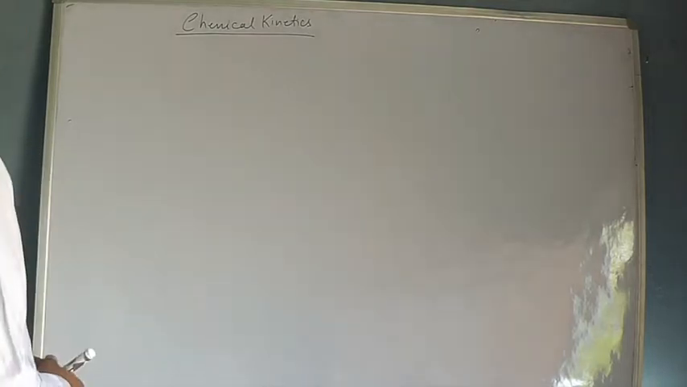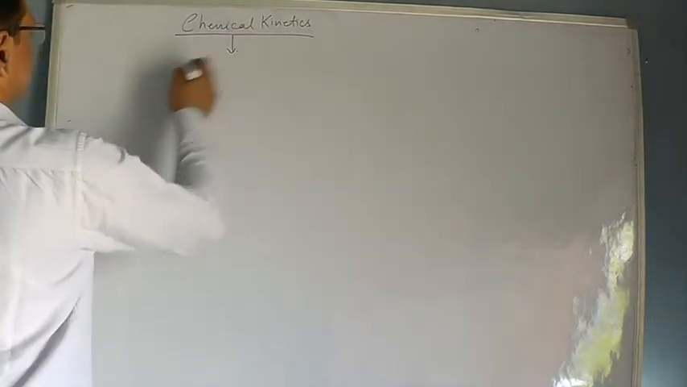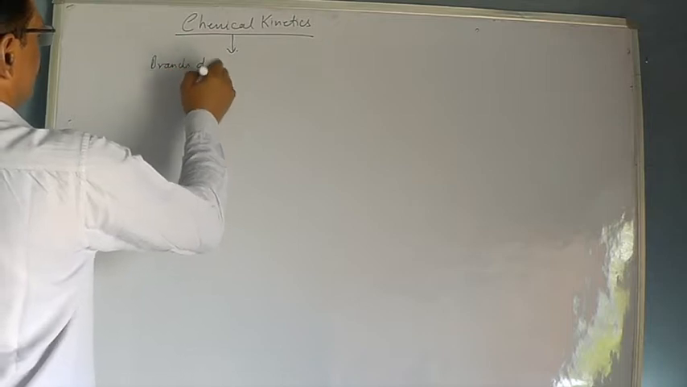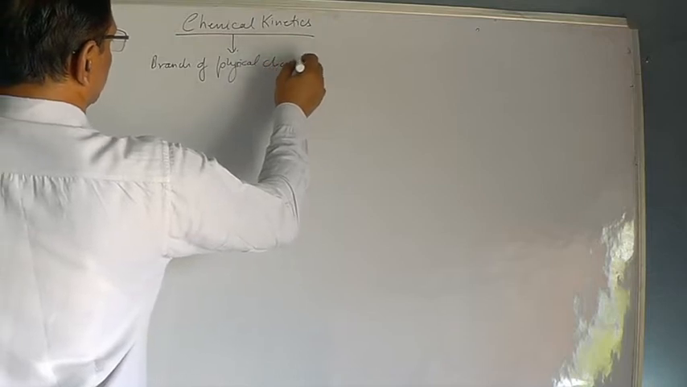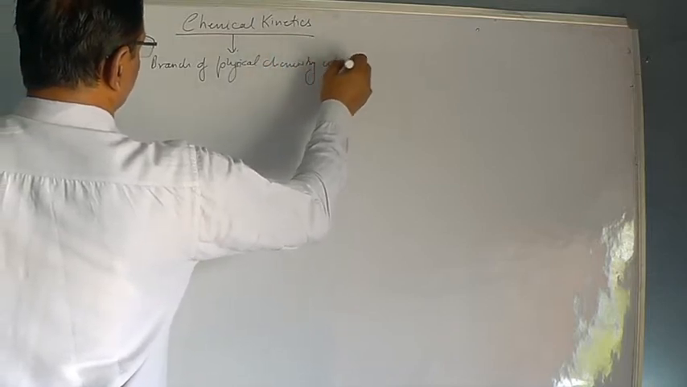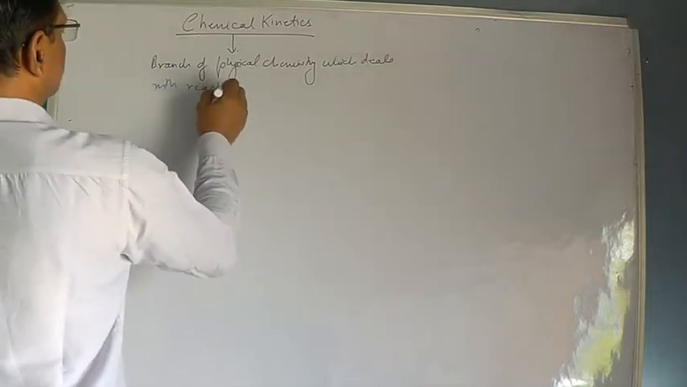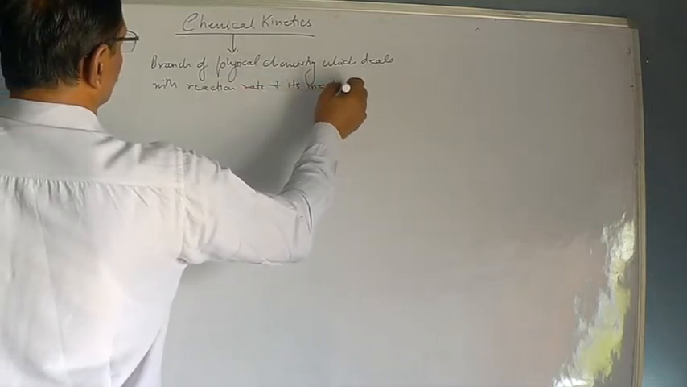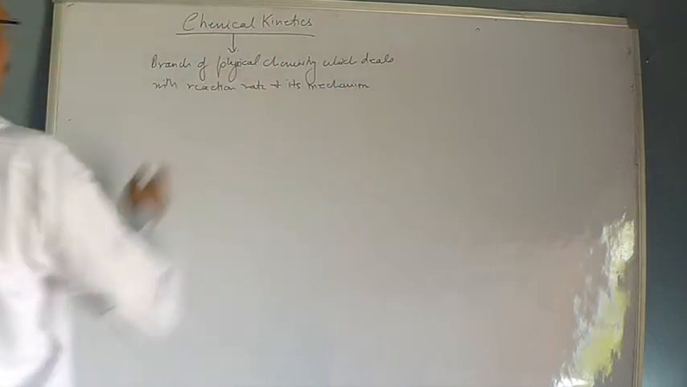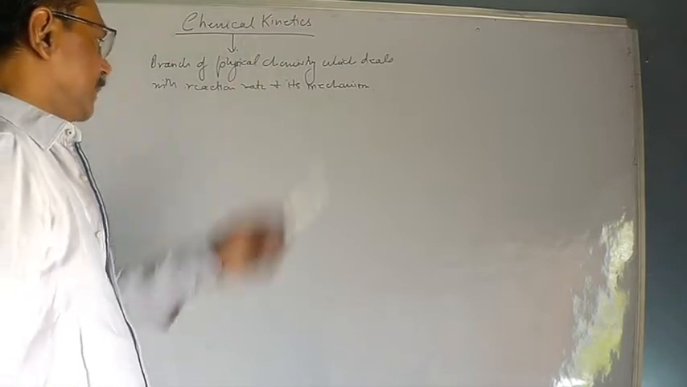Today's topic is chemical kinetics. So class, what we'll be studying in chemical kinetics, it simply says that branch of physical chemistry which deals with reaction rate and its mechanism. So class, what are you going to study in chemical kinetics? It deals with reaction rate and its mechanism.